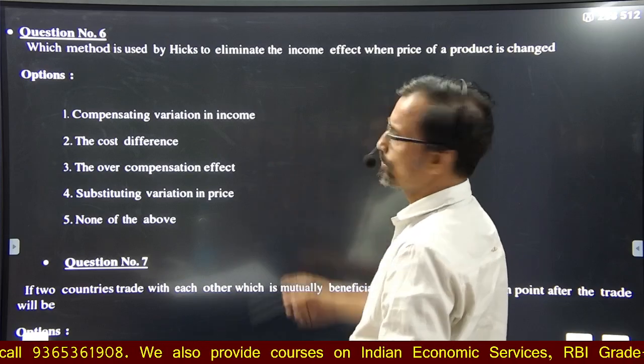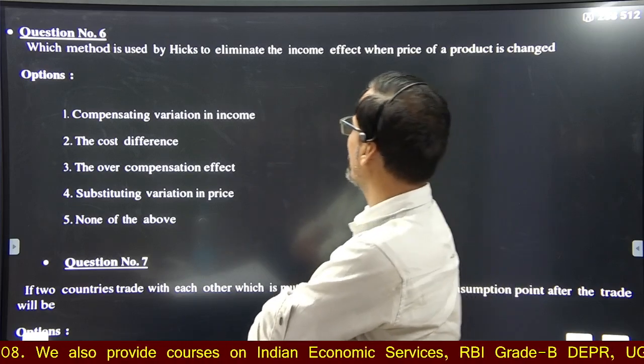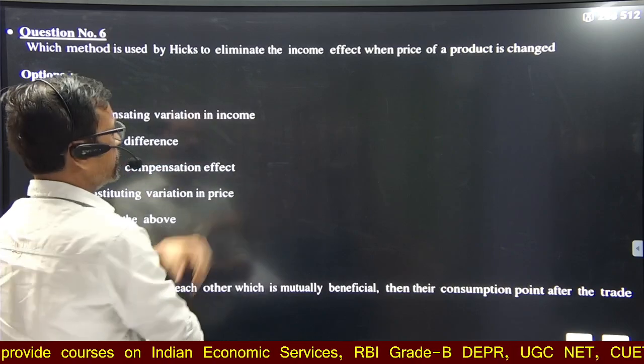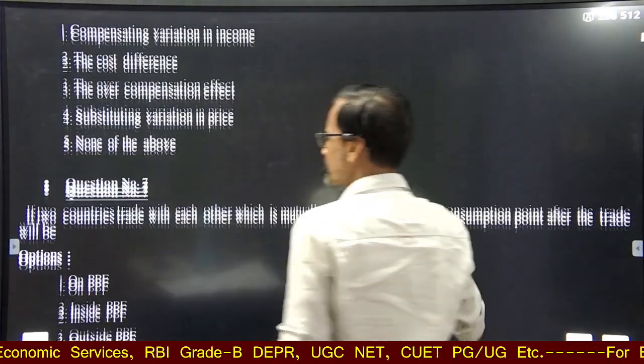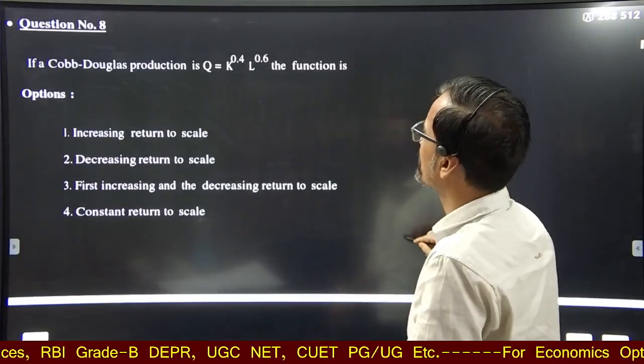Which method is used by Hicks to eliminate the income effect? This is known to us as compensating variation in income. The correct answer is compensating variation in income.